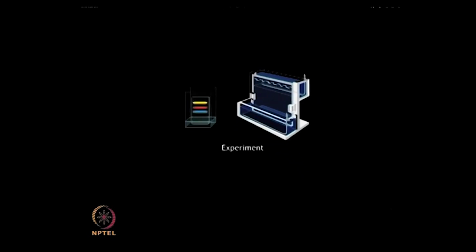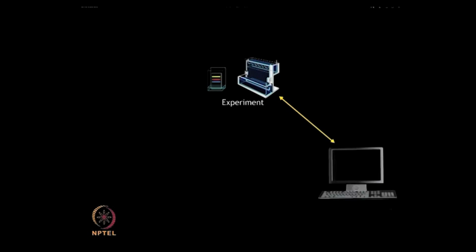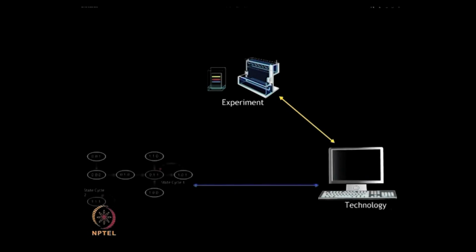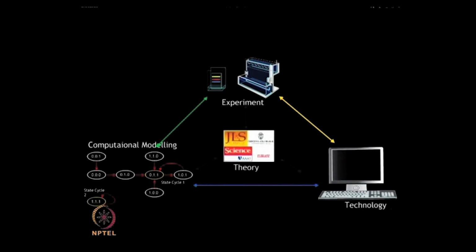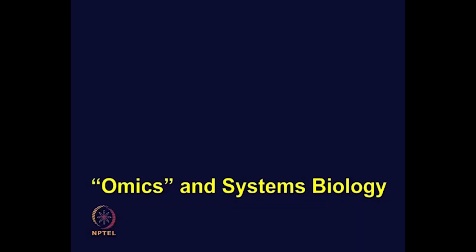Here it is shown that in a systems approach, experiment, technology, and computational modeling, this triangle is very important, which has to be linked with the theory to form a systems triangle.